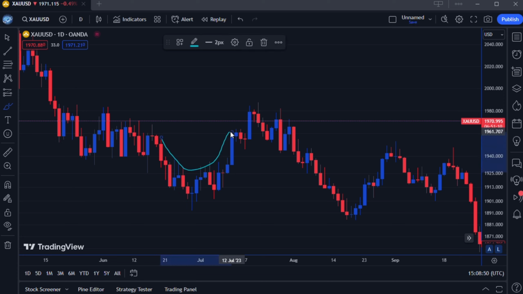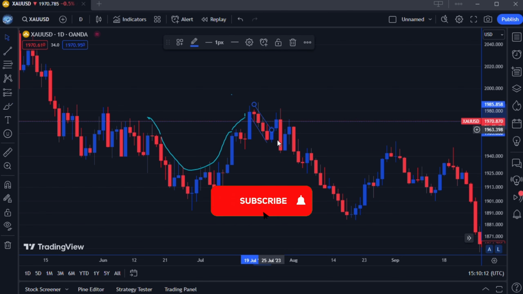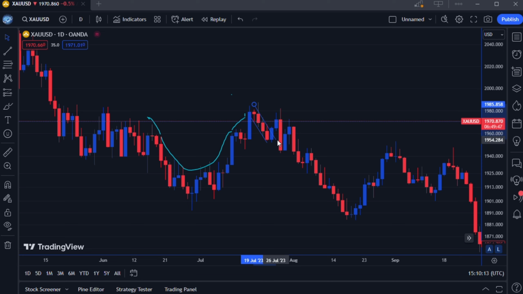A round-shaped cup pattern. For this pattern to be valid, the sides should be equal or very close in height. The formation started here. The handle is the most important part of this pattern, because this determines what to expect from the pattern. This pattern formed a small handle.